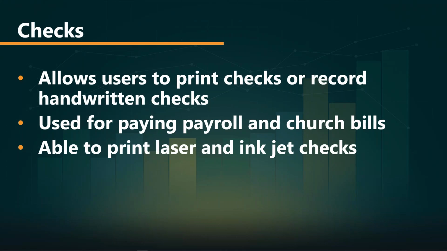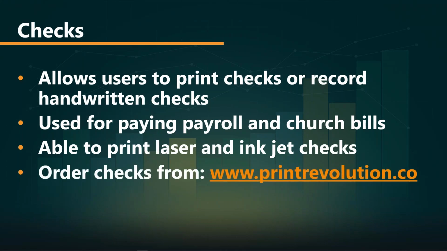We do use a format based on checks by printrevolution.co. That's .co, not .com. And you're not required to use those. However, that is just the format that we base it off of. If you're using a middle check system and you had previously used that middle check format from Shepherd staff, then it should match in here in Ledger as well.